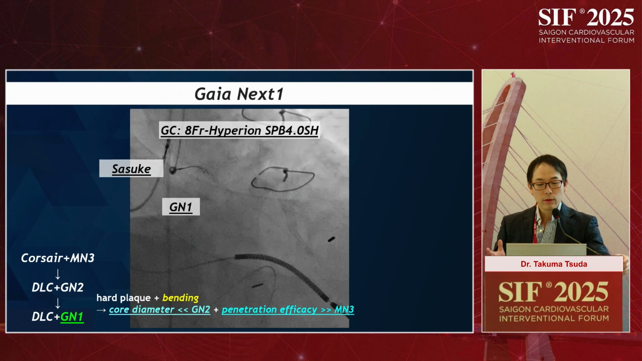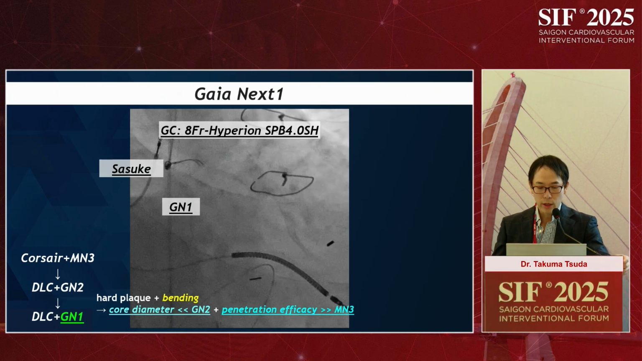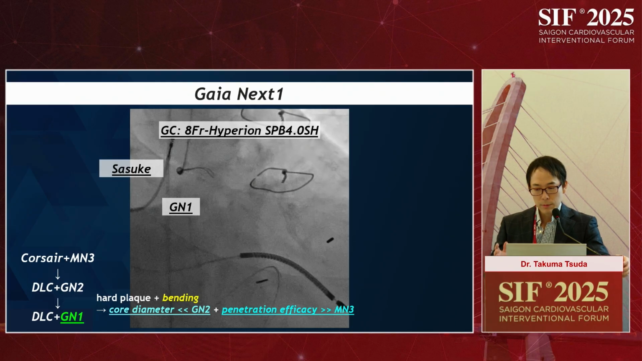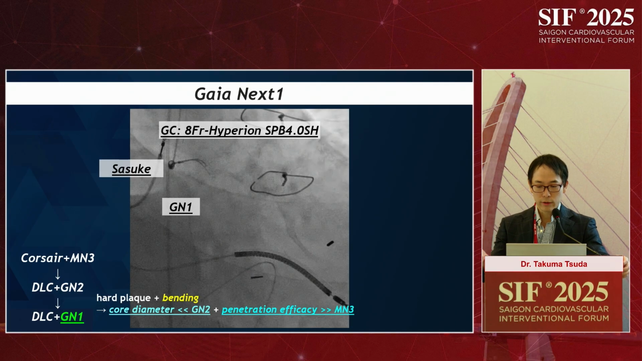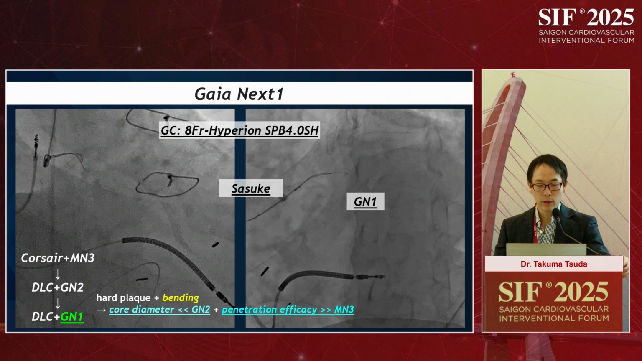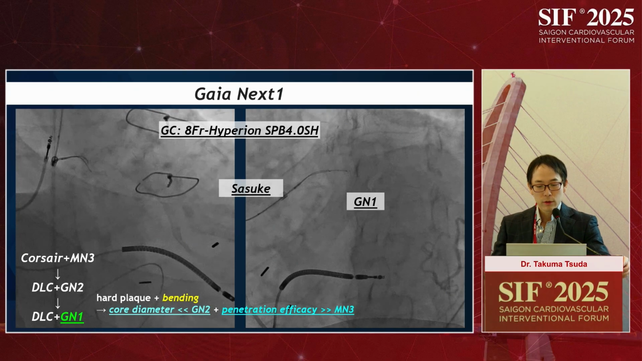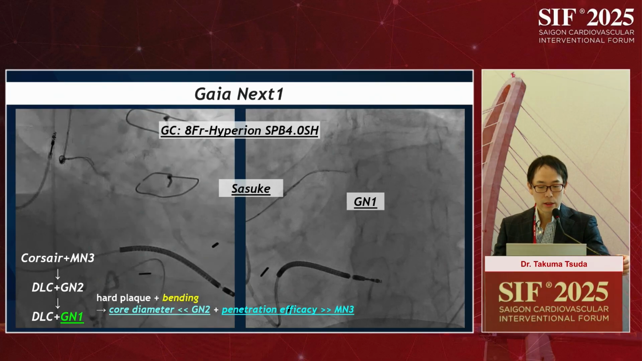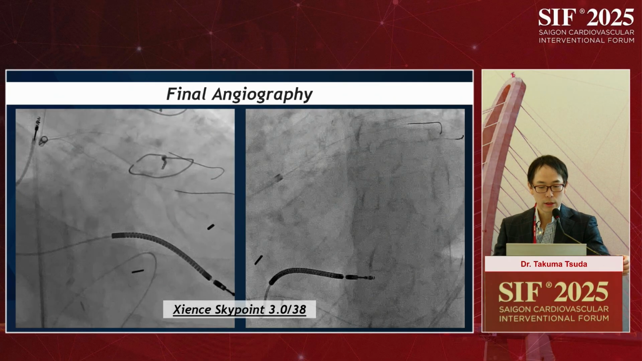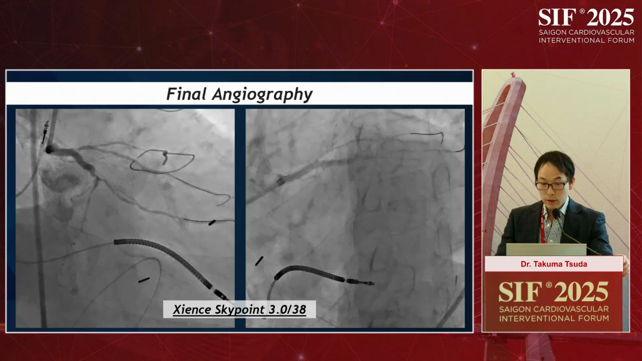Okay. Next one is the solution. One solution of this case. So in the parallel technique, escalation is not always the only way to perform. De-escalation is also one option, one solution. Okay, the Gaia Next successfully got into the true lumen. So finally, we could recanalize the CTO.